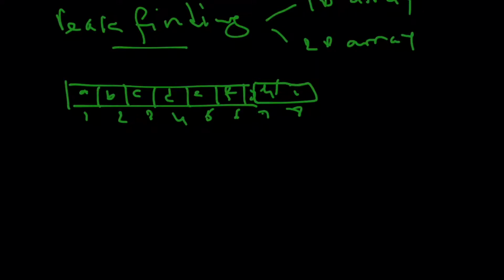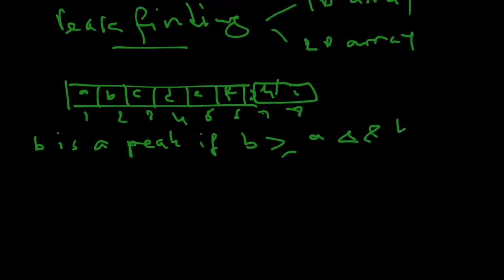The peak is an element, let's say B is a peak if B is bigger than both of its neighbors. Its neighbors are A and C. So if B is bigger than A and bigger than C, then it is a peak. It's kind of when you have an element that forms something like this, where you have B here, A here, and C here.